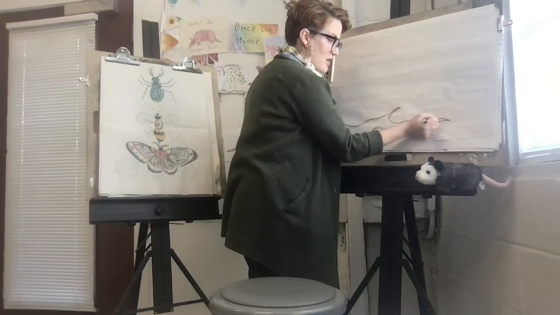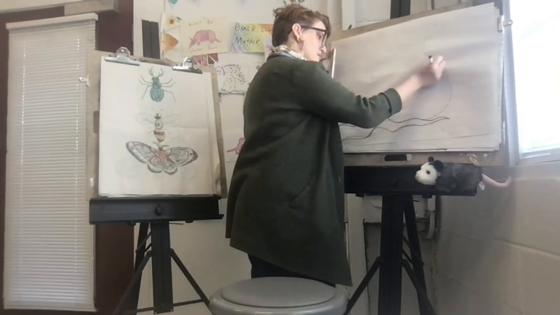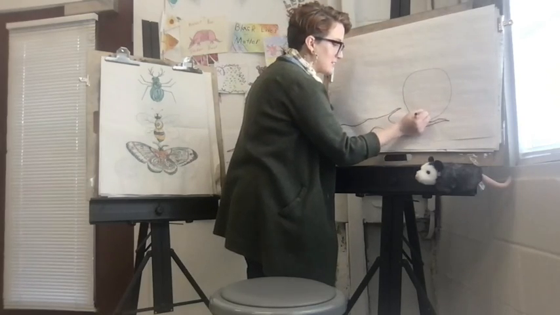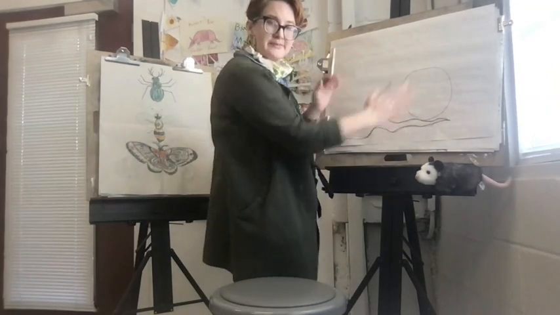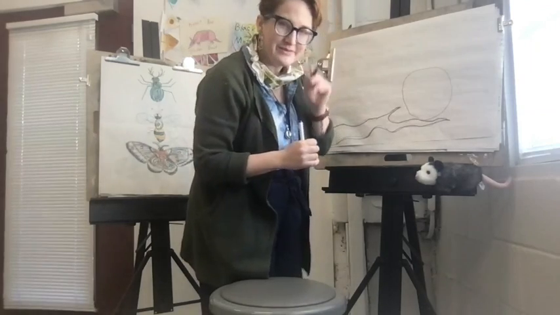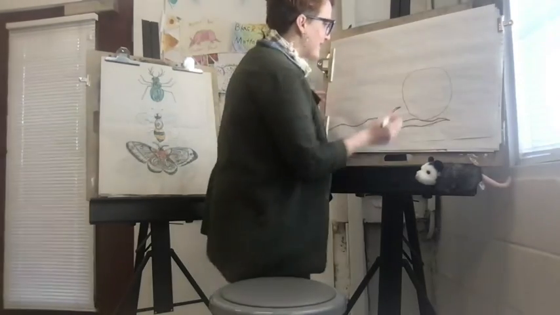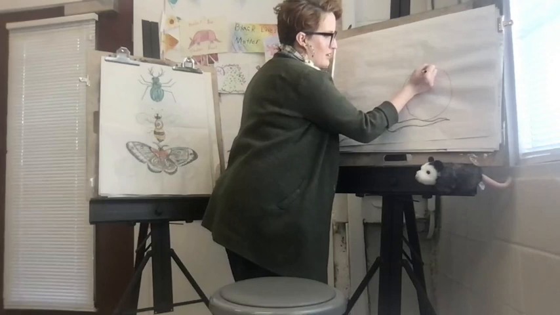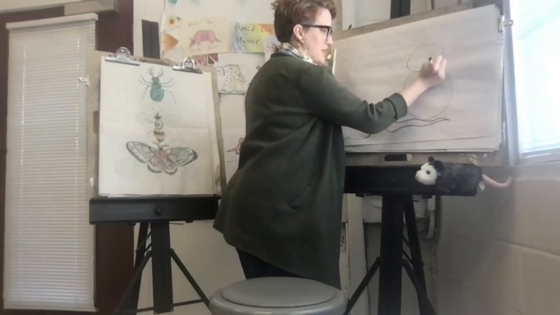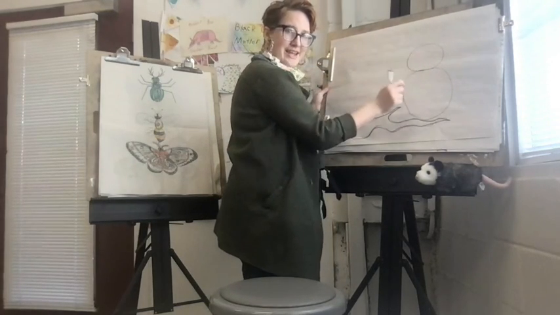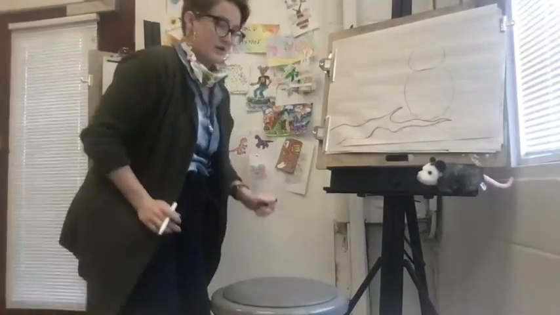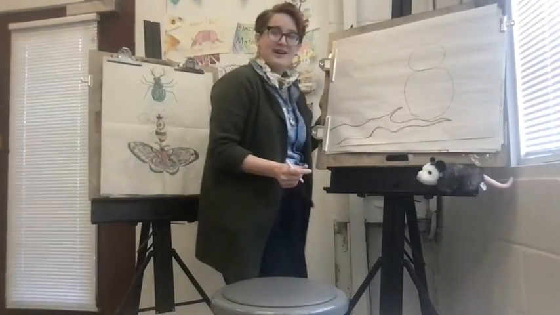And I'm gonna start with an oval shape. An oval is kind of like a circle that's been squashed. I sometimes think about an egg. And then I'm going to add another circle on top for his head. Okay, so I have his head.